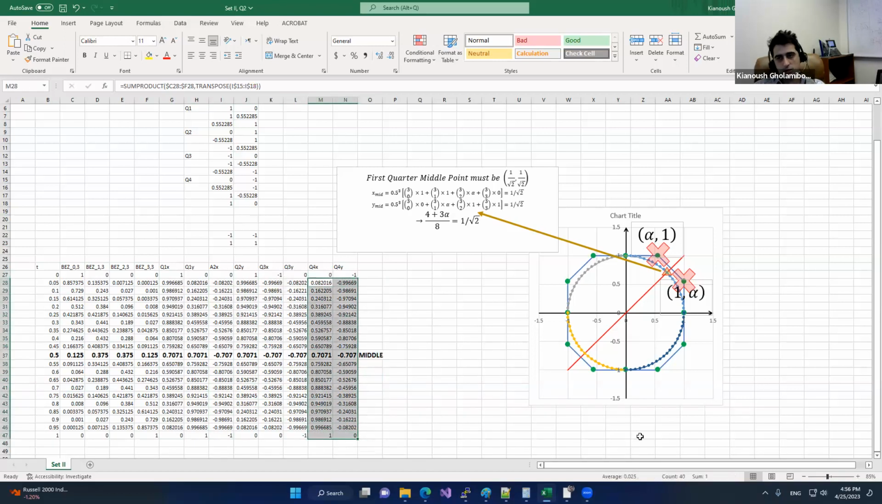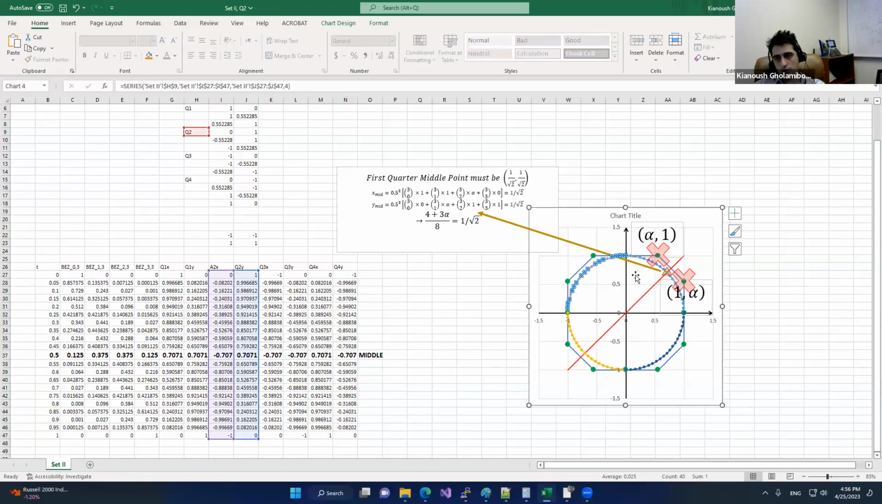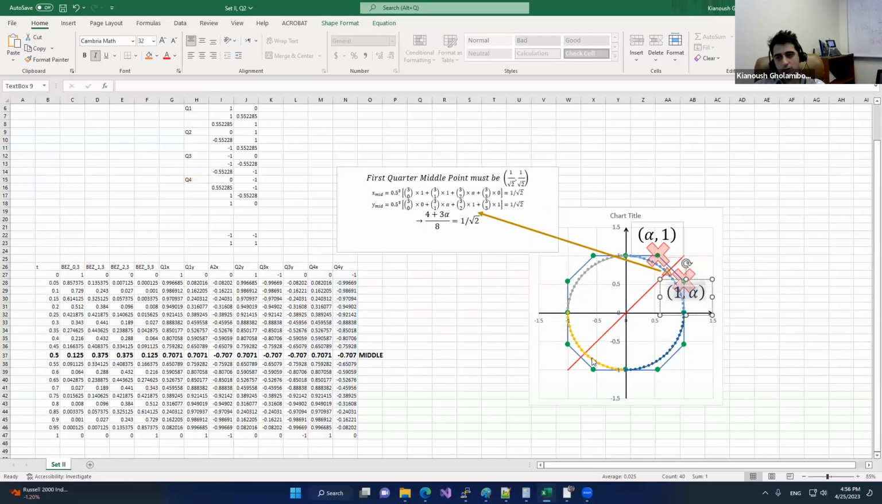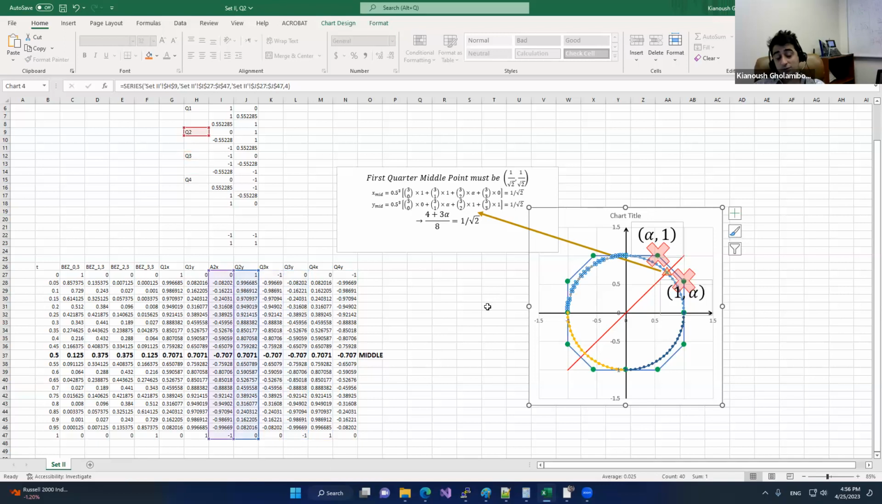This is already posted on Canvas. You can check it out. And after you connect them, you can just plot it, and you can see that we get a perfect circle for this solution. So that's the answer.